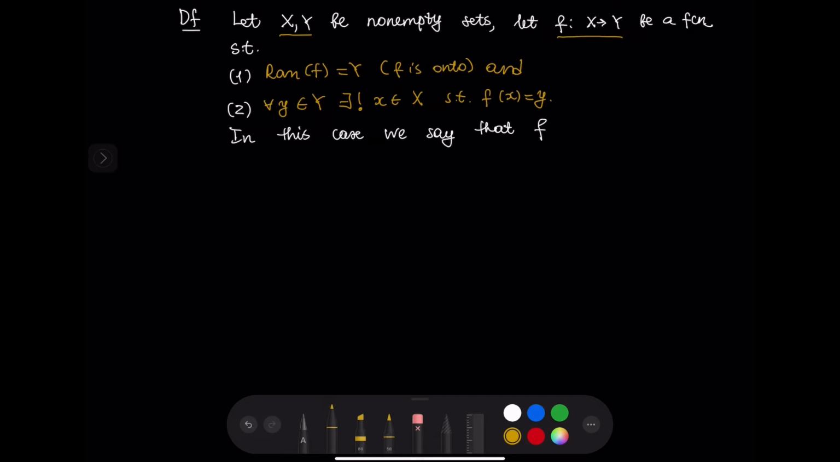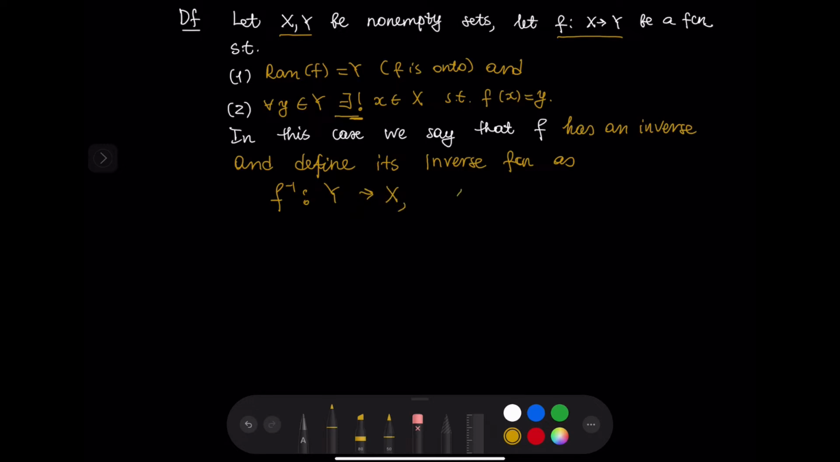The existence is clear because the range of f is equal to Y, the function f is onto. What is important is the uniqueness of this x. So if these two conditions hold, we say that the function f has an inverse, and we define its inverse function as f inverse from Y to X. F inverse of y is equal to x, where x is the unique element in capital X such that f of x is equal to y.